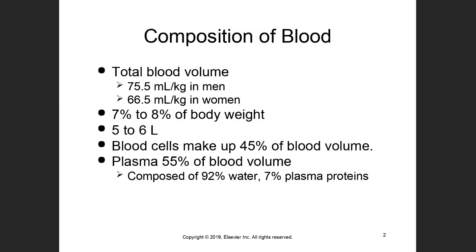Now we are going to see the composition of the blood. Composition of the blood is the total blood volume. In men it is 75 milliliters per kilogram. In women it is a little bit less, and it is always around 7 to 8% of the body weight. That includes 5 to 6 liters of blood. Blood cells make up 45% of blood volume, and plasma is 55%.